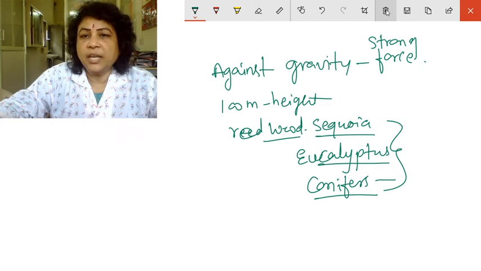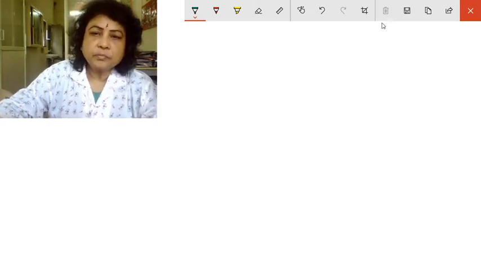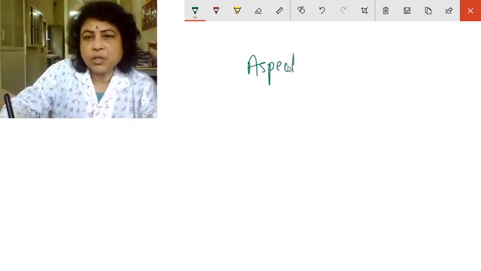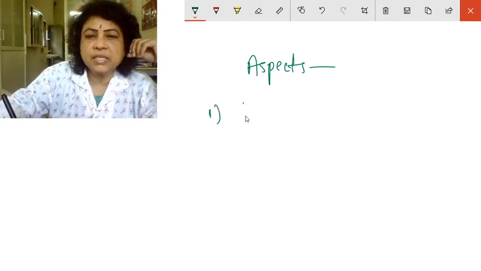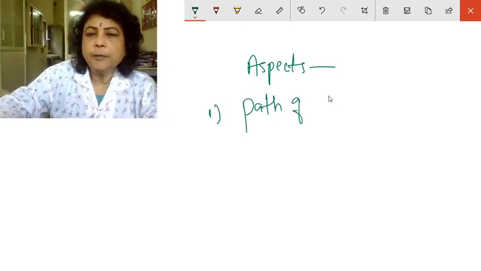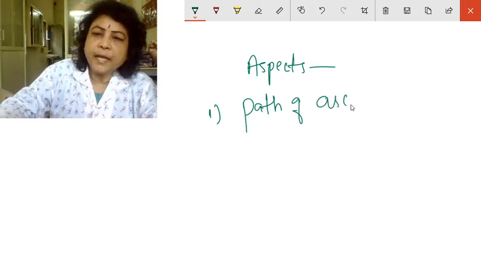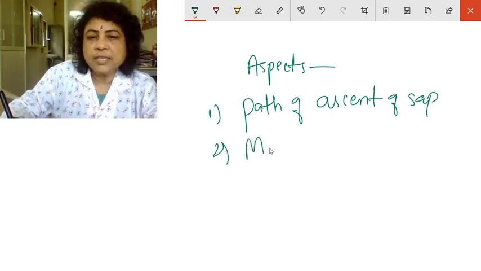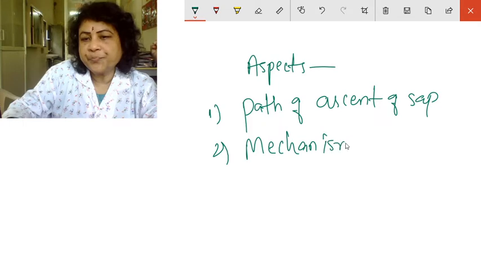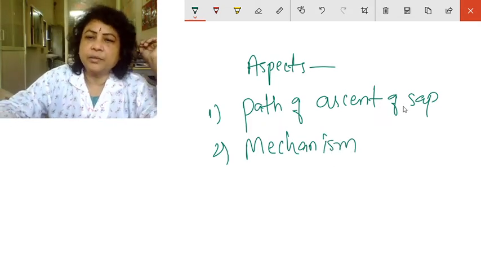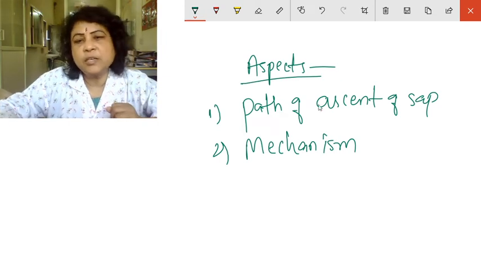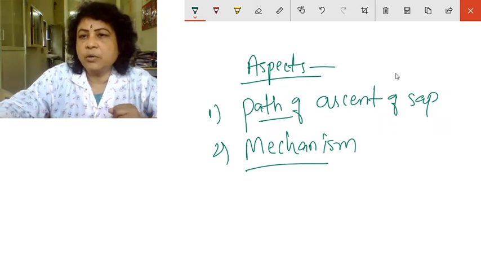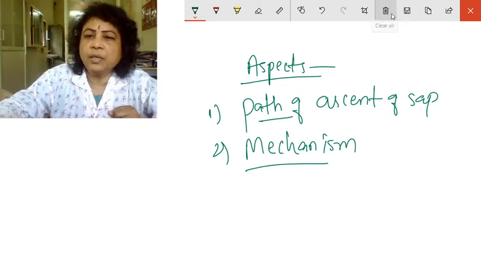When we study the ascent of sap, there are two aspects of it. First is the path of translocation, or the path of ascent of sap. And the second is the mechanism behind it. So first of all, here we will discuss the path of translocation of the ascent of sap.